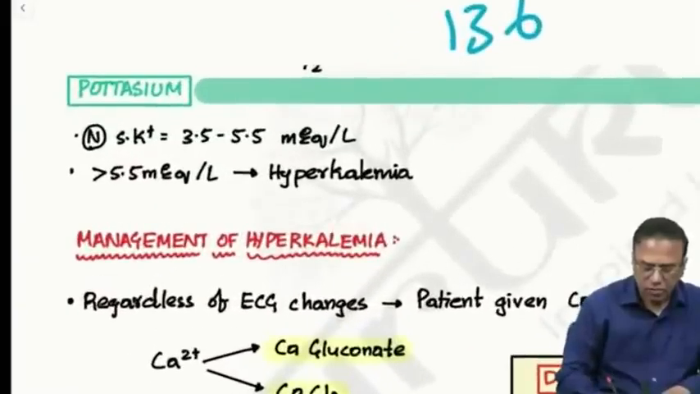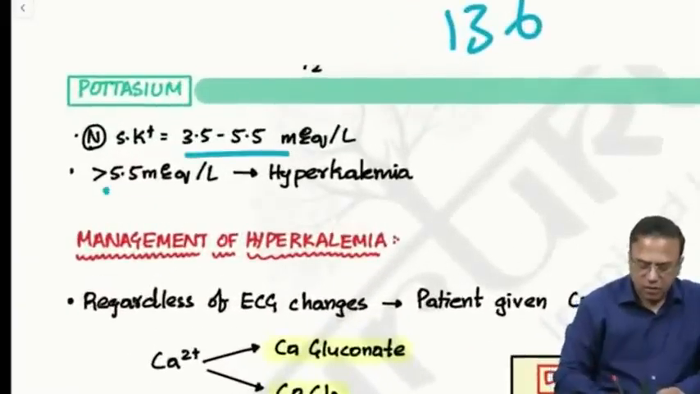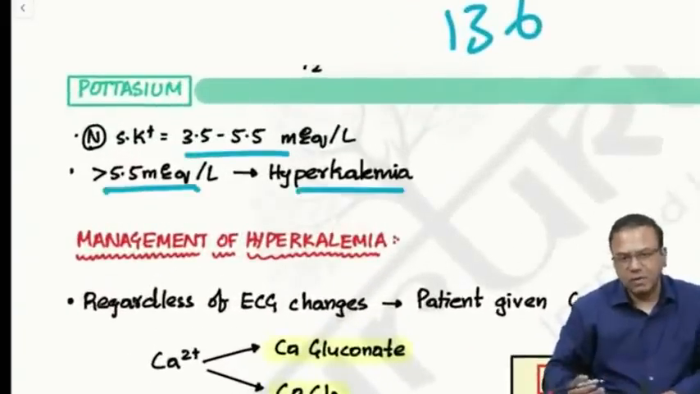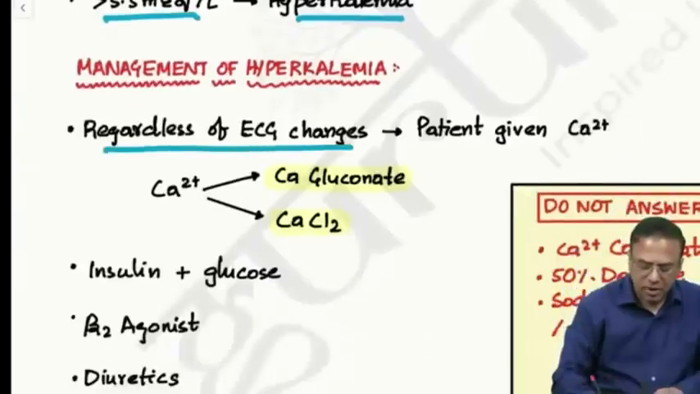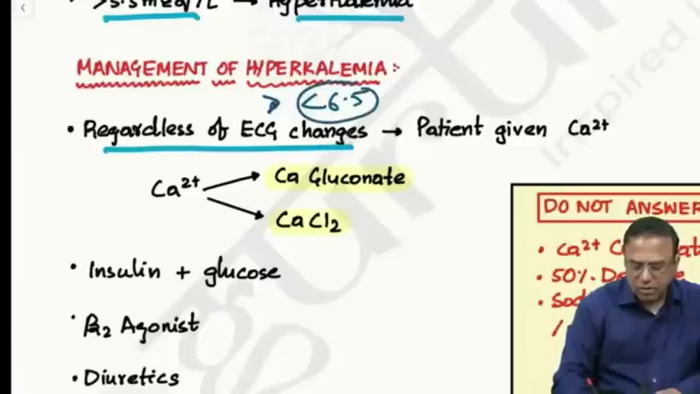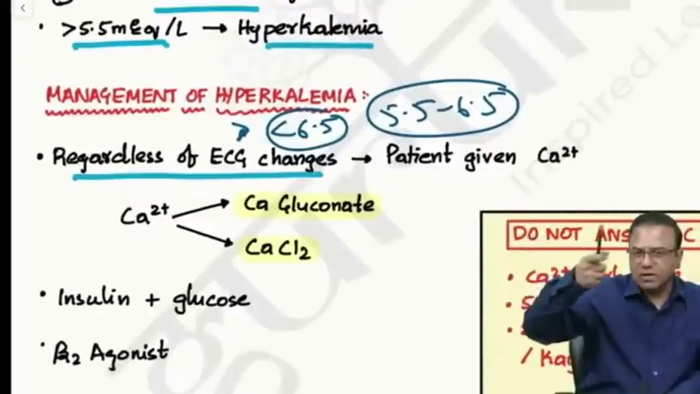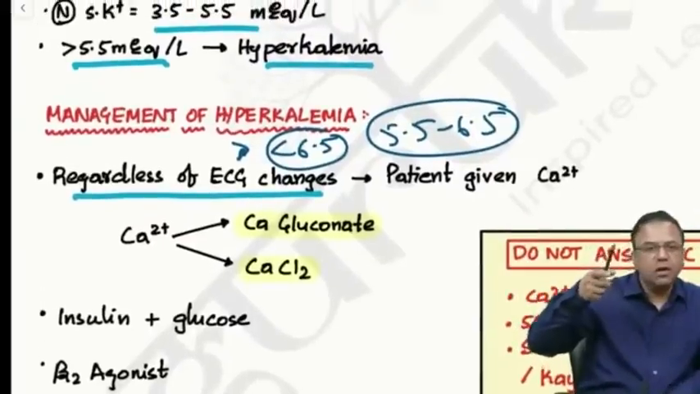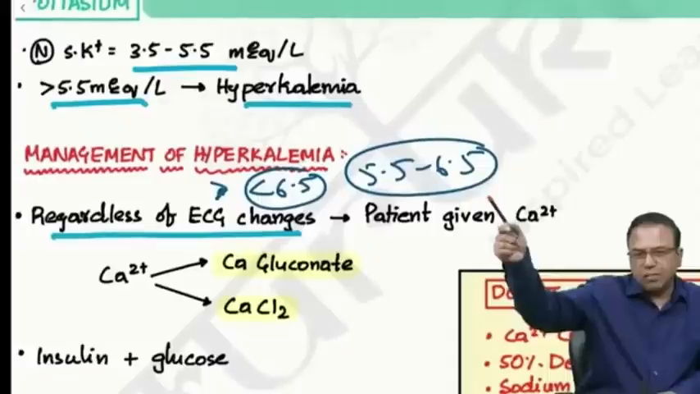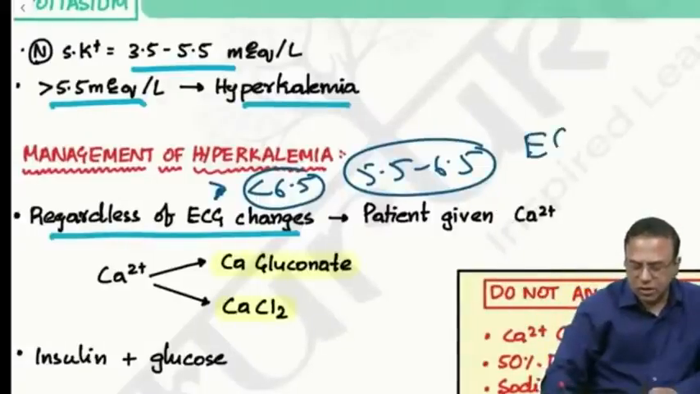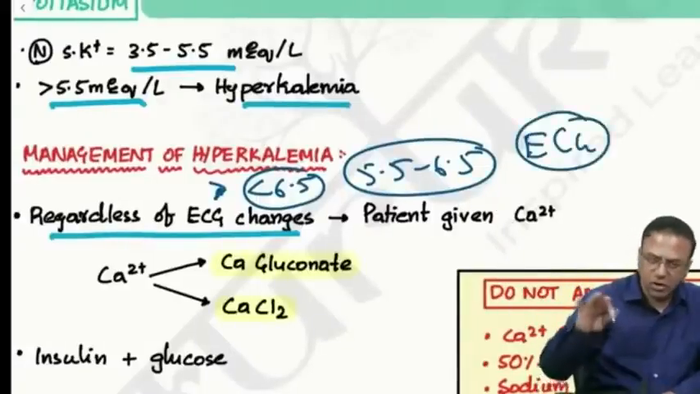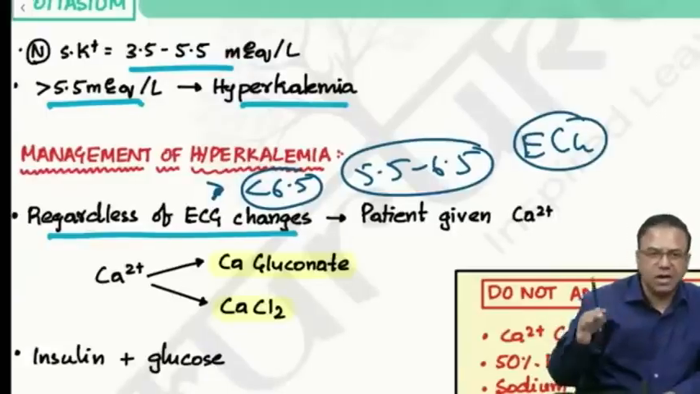Potassium normal value is 3.5 to 5.5, and if it is more than 5.5, it is going towards hyperkalemia. Now in the patient with hyperkalemia, if the potassium is less than 6.5, okay, this is between 5.5 and 6.5, right? Here your concern is that the patient may actually have pseudo-hyperkalemia. This is because of lysis of the cells when you're drawing the sample. So you don't want to start treatment for pseudo-hyperkalemia. So the first thing you want to do is check the ECG. If the ECG shows changes, you really have hyperkalemia, give calcium.